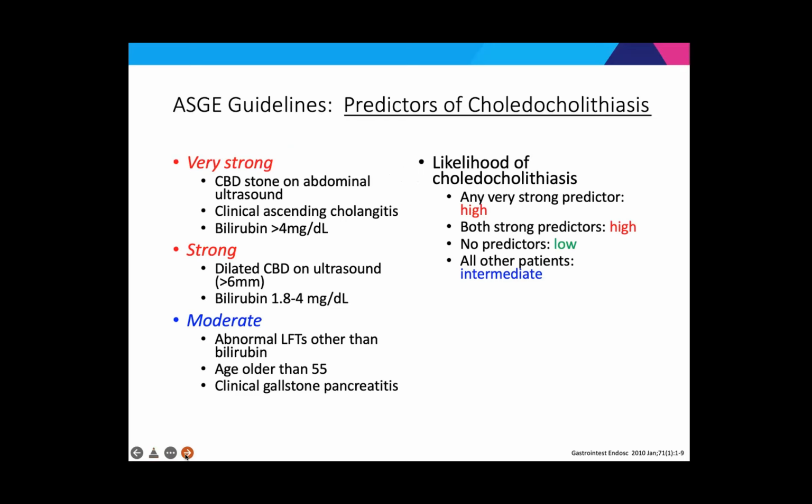There are also strong predictors for choledocholithiasis. These include a dilated common bile duct, at least 6 millimeters in size, and a bilirubin lower than 4 but greater than 1.8. If you have both of these strong predictors, then your likelihood is still high and you can proceed with an ERCP. If you have only one of these or some moderate predictors, then you fall under the intermediate category, and in that case they recommend obtaining further imaging, whether it be an MRCP, EUS, or intraoperative cholangiogram. If you have none of these predictors, then your likelihood is very, very low.